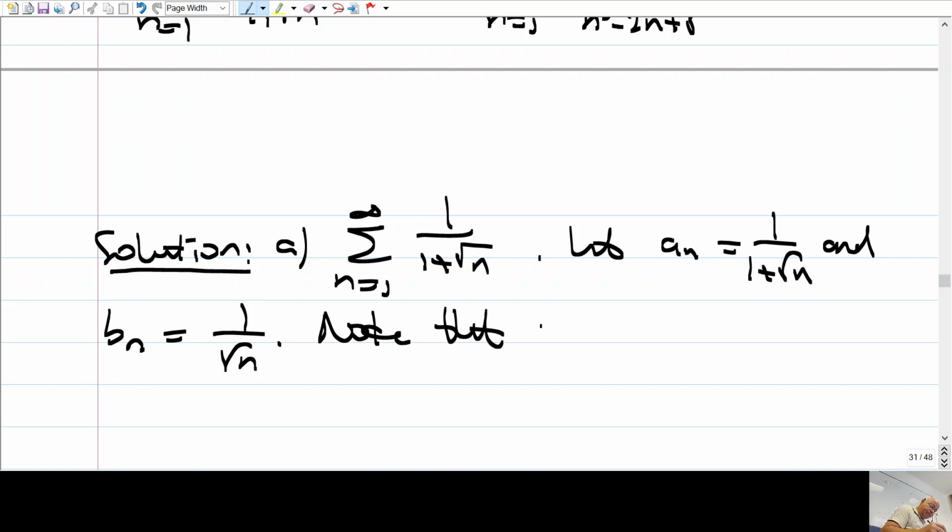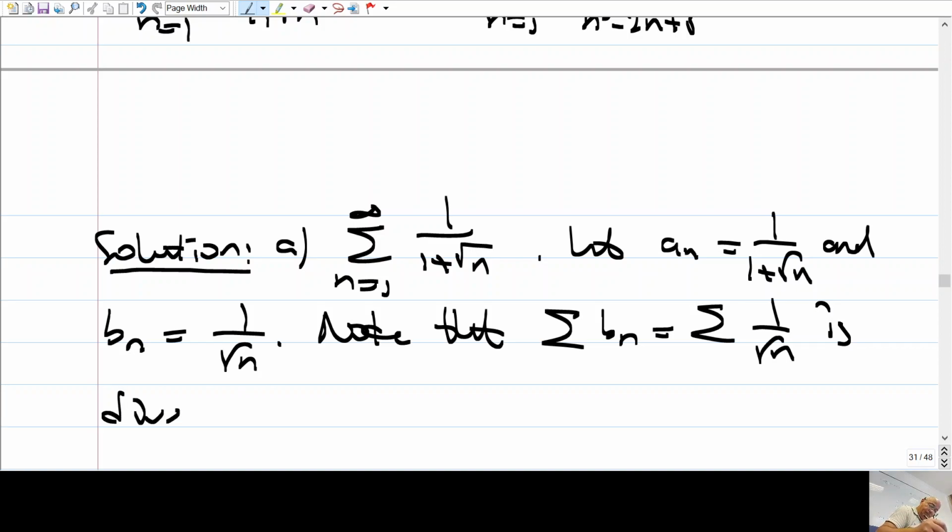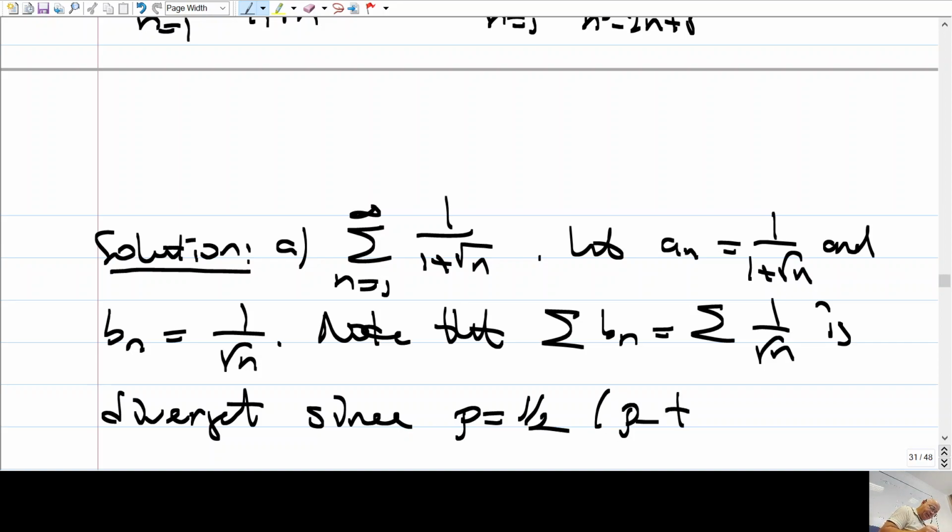Note that b_n, which is this series, is divergent since p equals 1/2, so we are using the p test. 1/2 is less than 1.